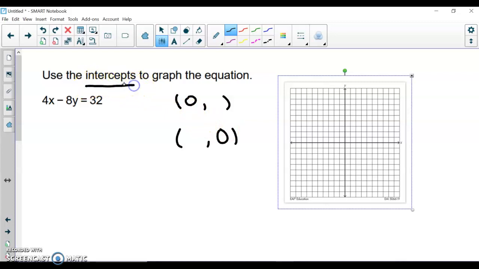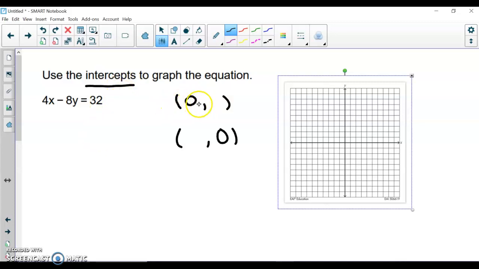Now, with these problems, because it says use the intercepts, if you use any points other than these, even if it's the same line and you graph the line correctly, if you did not use these 2 points in particular, it'll mark it wrong. That's just because in this problem, they specify they want the intercepts.